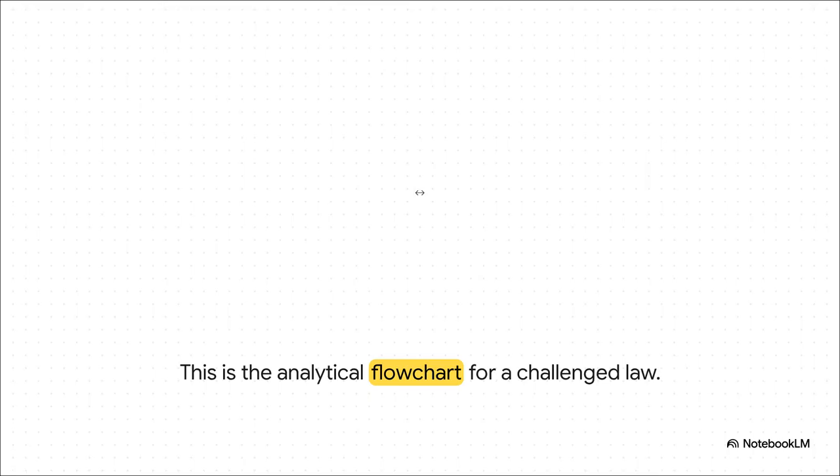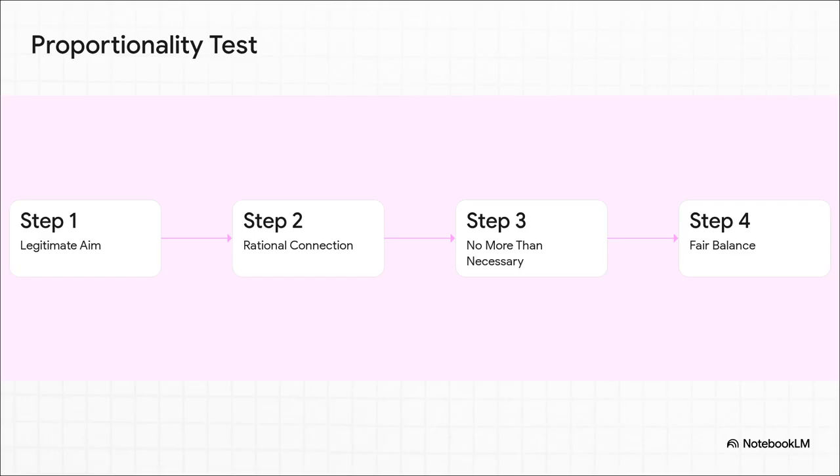Now, before the main test, the court asks a quick question. Is the limit prescribed by law? Basically, is it a clear, accessible law? If the answer is yes, then we get into the main event. And here they are, the 4 steps you have to know, inside and out.